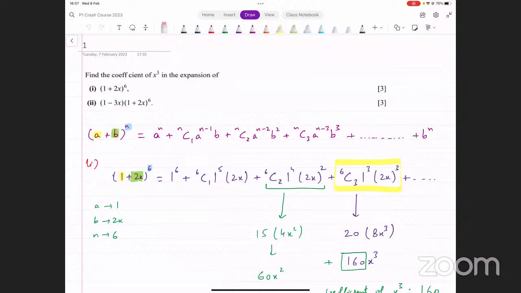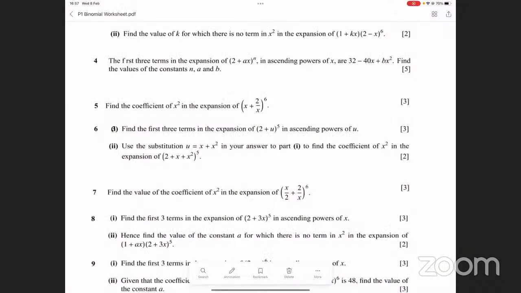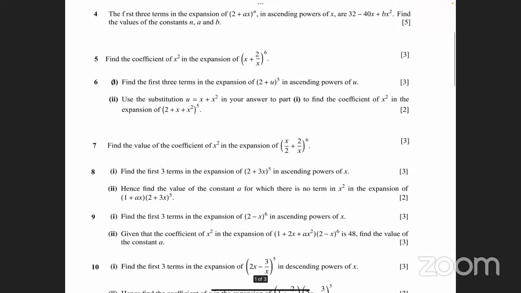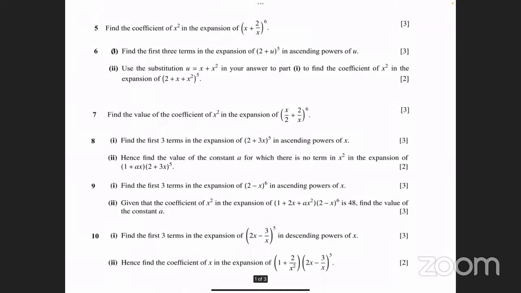Today, what we're going to do is discuss how to find specific terms in a binomial expansion. A lot of times you'll see problems where they ask you to find a specific term. For example, question number 5 here says: find the coefficient of x squared in the expansion of (x + 2/x) raised to power 6. How do you find specific coefficients like this? That is what we are going to look at today.